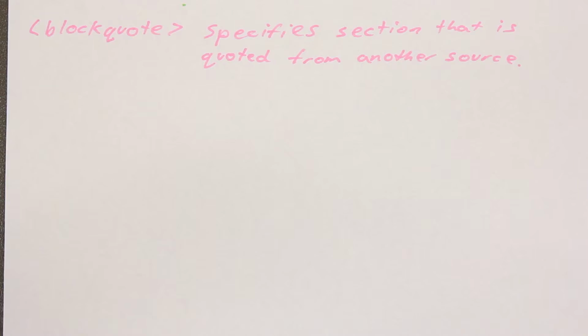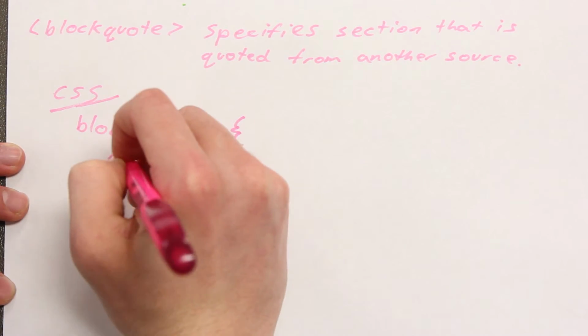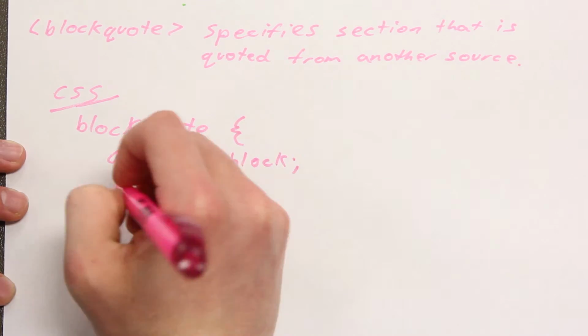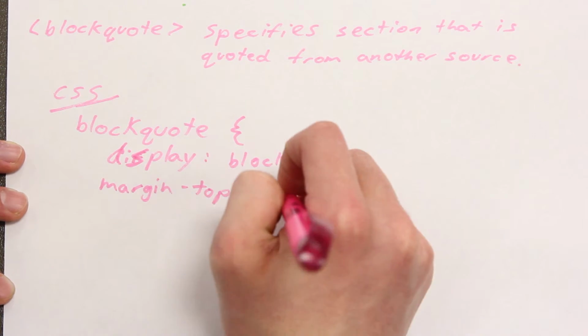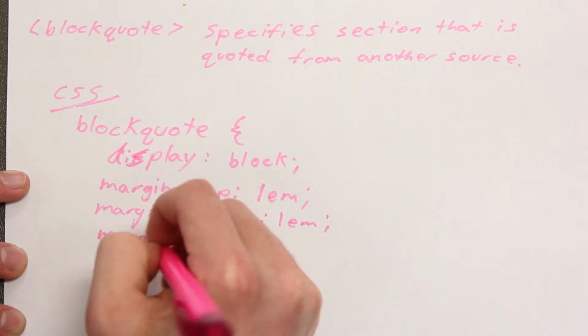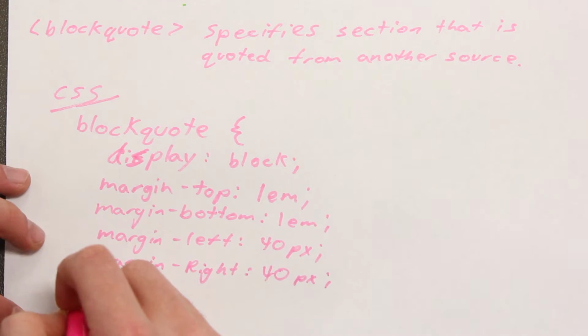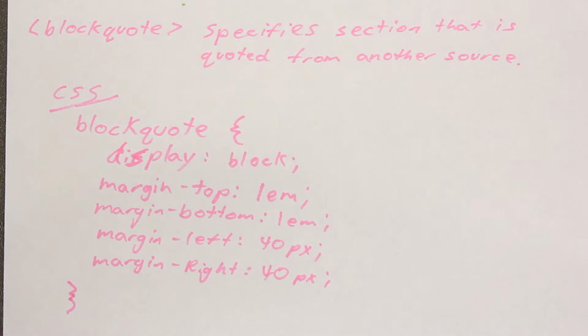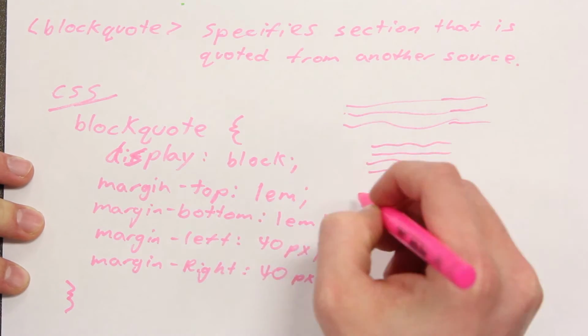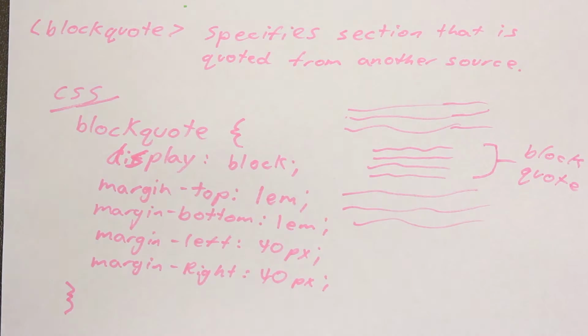CSS for blockquote is also fairly complicated. It sets 5 different properties inside of it. The first one, it sets the display to block, then it sets the margin top to 1em, the margin bottom to 1em, the margin left to 40 pixels, and the margin right to 40 pixels. Now this is what the normal browsers put. It's not always the case. But this generally just sets the blockquote apart from the rest of the text, like this.